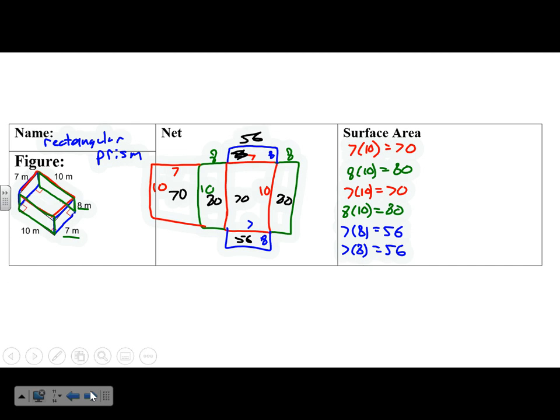So all you need to do to find the surface area is add all those together. So 70 plus 80 plus 70 plus 80 plus 56 plus 56 is 412. Now, again, since this is area, it is meters squared.